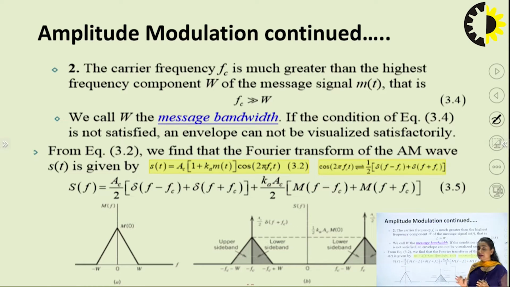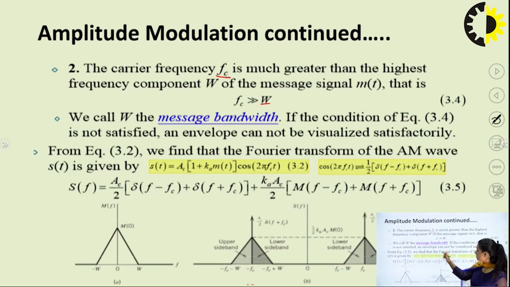In such a case, what should be the value of fc? Even in that case, fc must be much higher than the maximum frequency content of my message signal. This is another condition that has to be necessarily followed to maintain the proper envelope and the information within the envelope, so that it exactly matches with the message signal. So these are the two conditions.